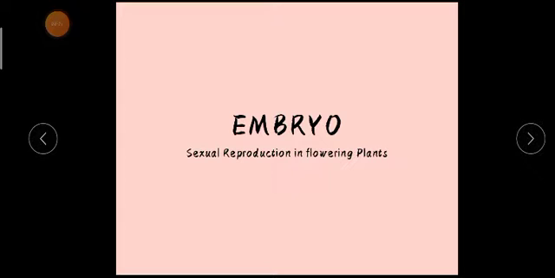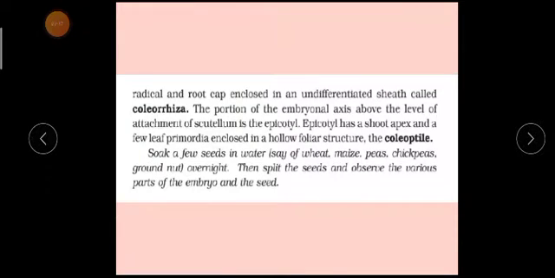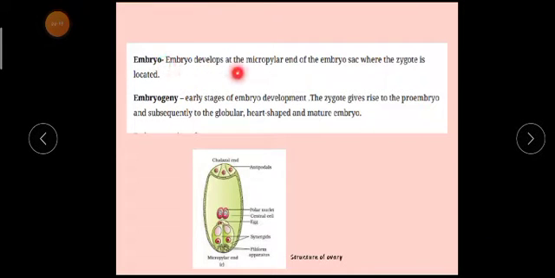So in our last class we already discussed the three structures that are formed after fertilization. First is your endosperm, second is your embryo, and third is your seed. Okay, so we were already discussing this in our last class. Today we will discuss what is embryo. Embryo develops at the micropylar end of the embryo sac where the zygote is located.